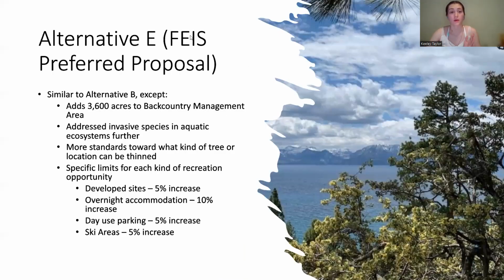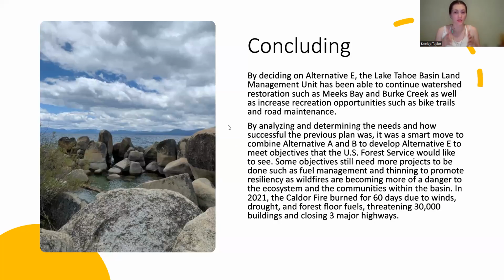So going into the FEIS preferred proposal and the final decision, alternative E, very similar to alternative B, except it does add more acreage to the backcountry hiking areas. It further addresses invasive species in the aquatic ecosystems. There are more specific limits and regulations towards the trees, like what kind, where it's at, and more regulations on that, and then limiting what each kind of recreation will see. And so this is a pretty good alternative as it does combine A and B and then adds some more, just because they wanted to see more limits and specifics on these.